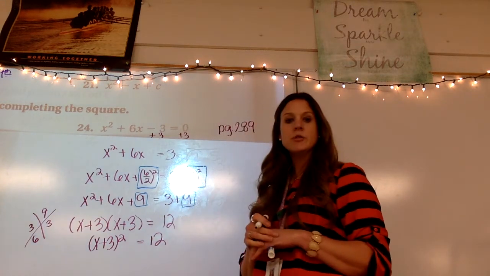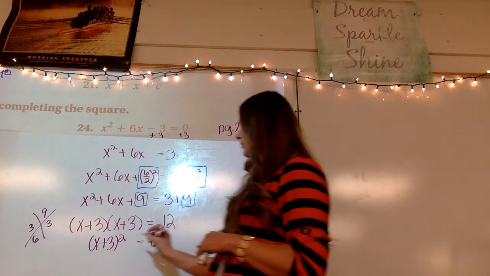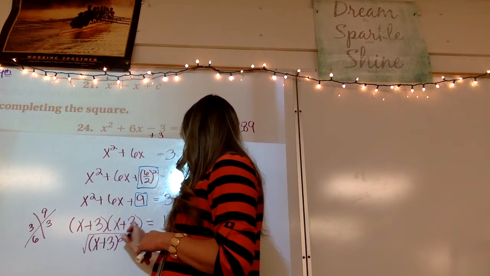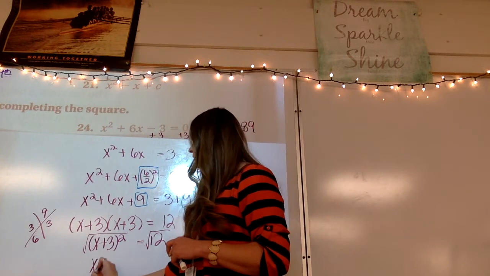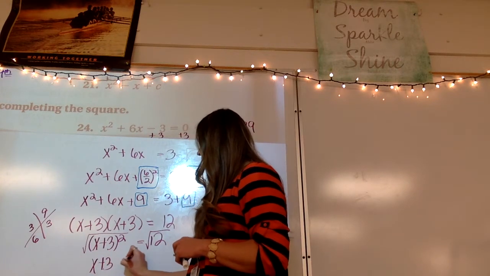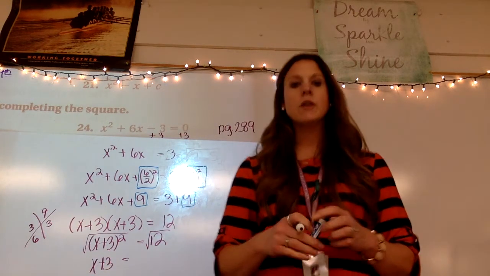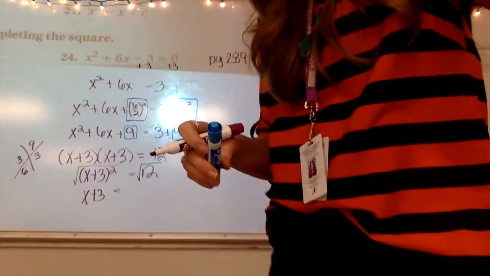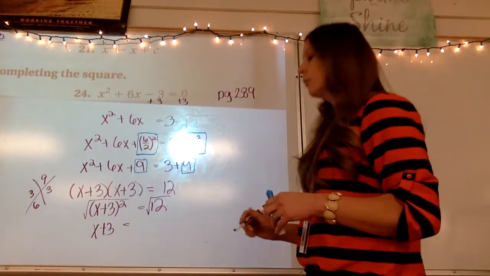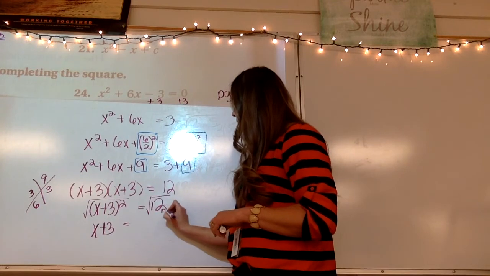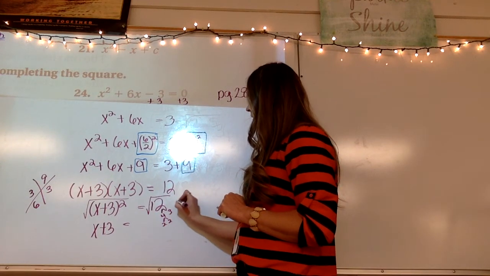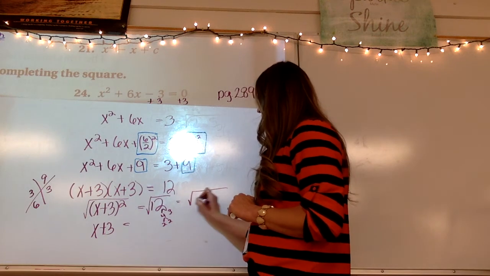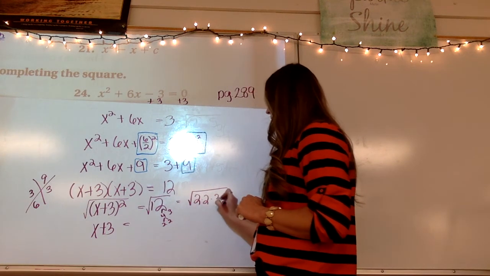Okay? To undo a squared, use square root. To get rid of a squared, square root. So this becomes x plus 3. And the square root of 12 can be simplified. This breaks into 4 and 3. This breaks into 2 and 2. So it's the square root of 2 times 2 times 3.